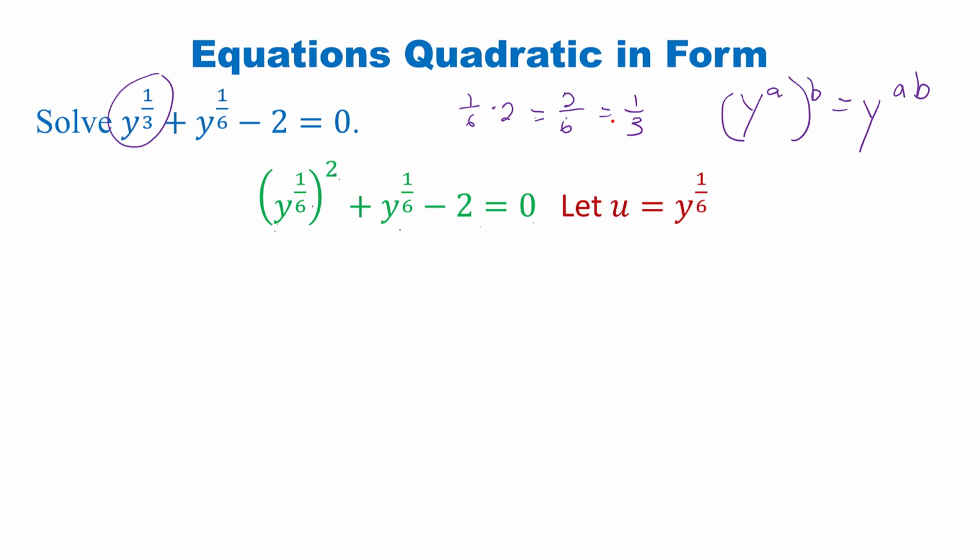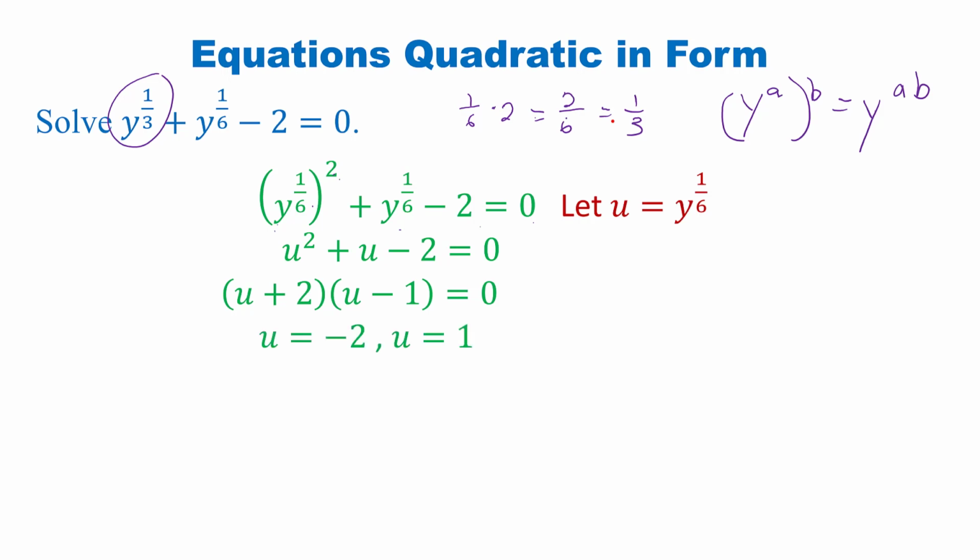And here we're going to let u equal y to the power of 1/6. So we can rewrite our equation as u squared plus u minus 2 equals 0. We'll factor to get u plus 2 times u minus 1 equals 0. I will set each of these factors equal to 0 and solve for u. So I have u equals -2 or u equals 1. But remember, we're solving for y this time, not u.